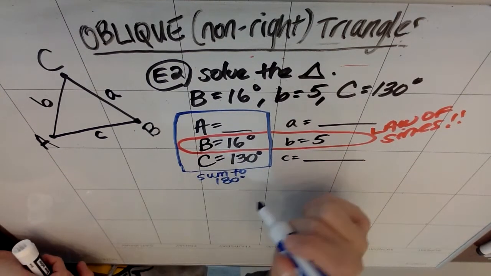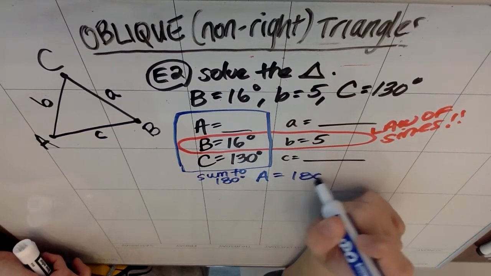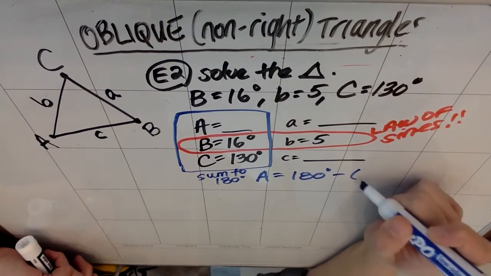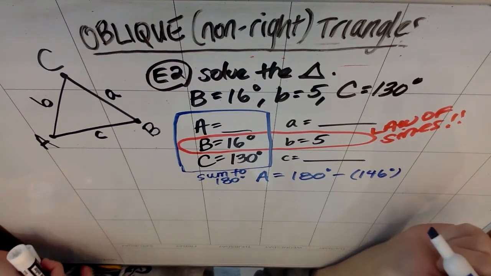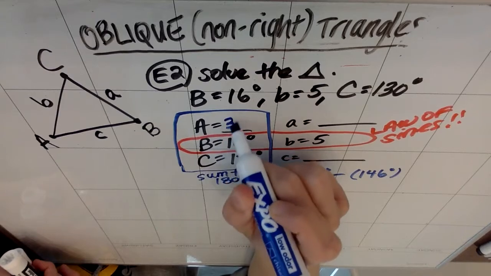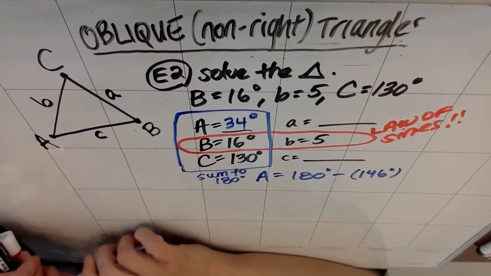So the first thing I'm going to notice is that A, big A, must be 180 degrees minus the sum of the other two angles, which is 146, right? So I'm pretty sure I get 34 degrees. So I get that A is 34 degrees. That's the first piece of information, and I didn't need law of sines yet.